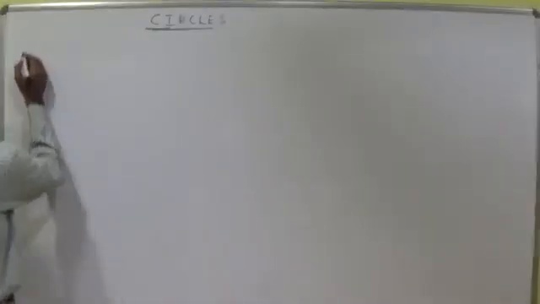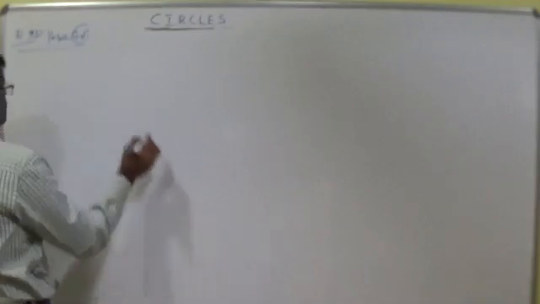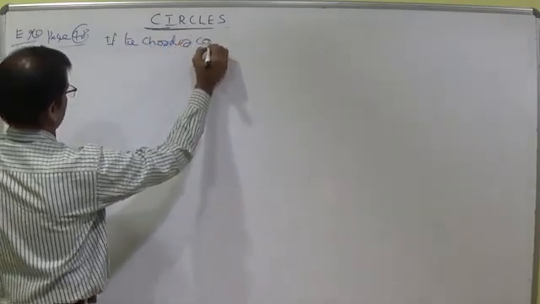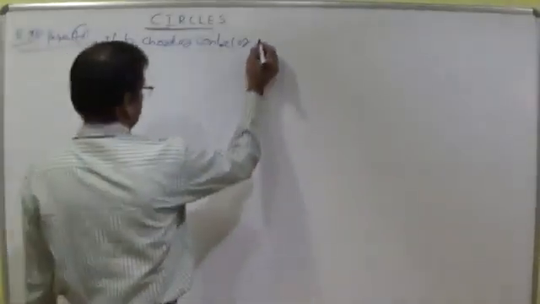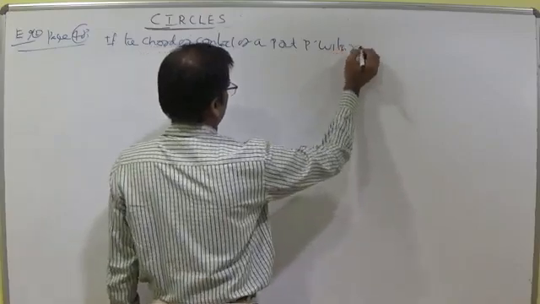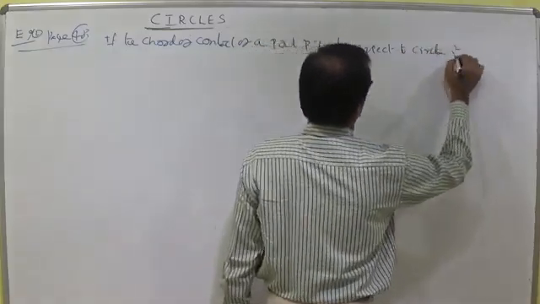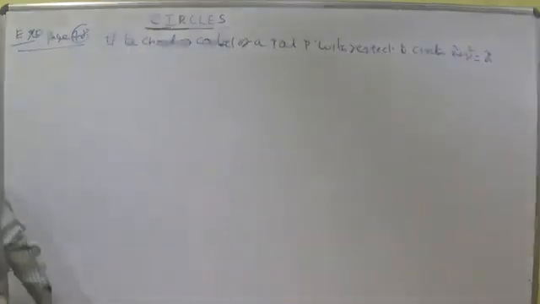Example 2, page 48. If the chord of contact of a point P with respect to the circle x square plus y square is equal to a square.